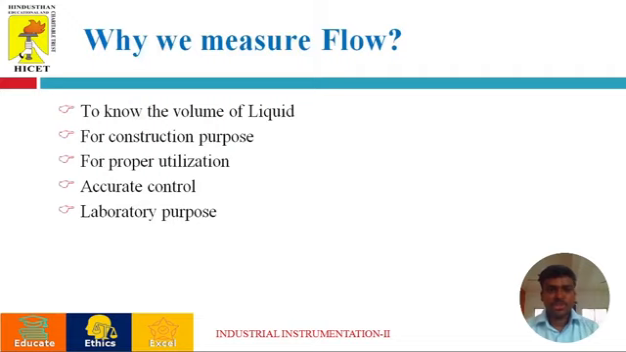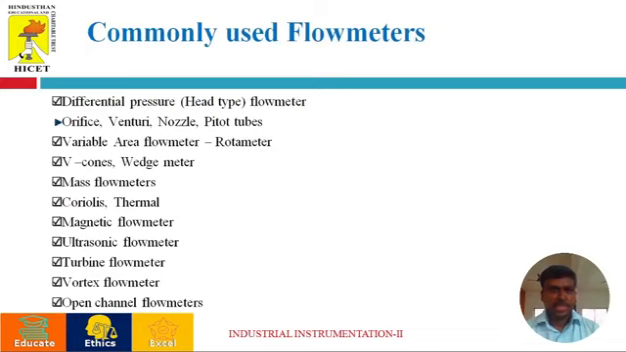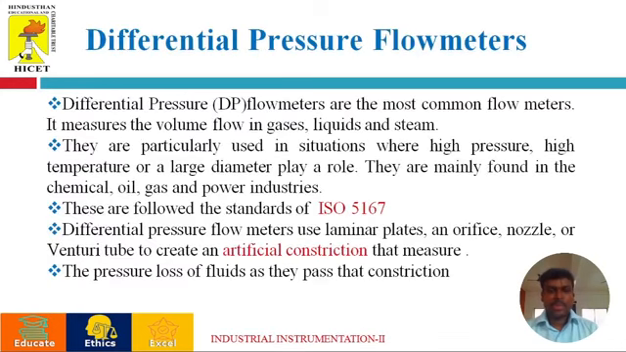First of all, we must know why we measure flow. In general, flow measurement is one of the critical parameters in many industries, especially for the process control industry. In many processes, it is essential to know the right fluid at the right time at the right place, and to know the volume of liquid, and for construction purposes and for laboratory purposes. For these, we use a large number of flow meters in industries. Of course, these are the commonly used flow meters in industries. Here, we will focus on differential pressure flow meters.